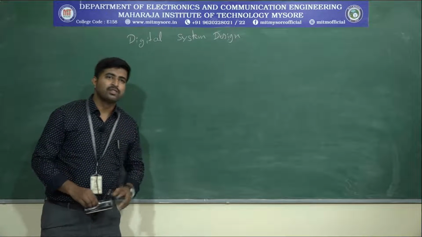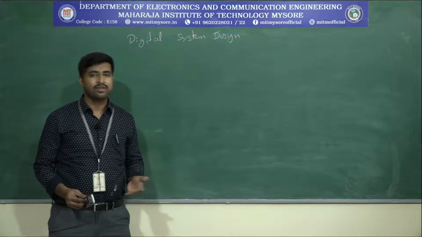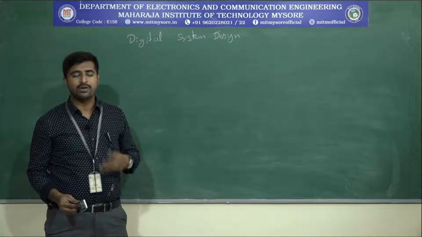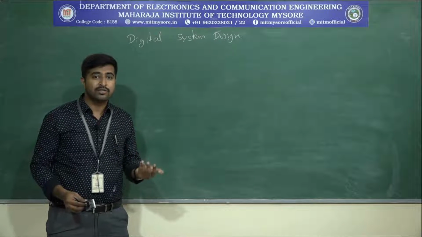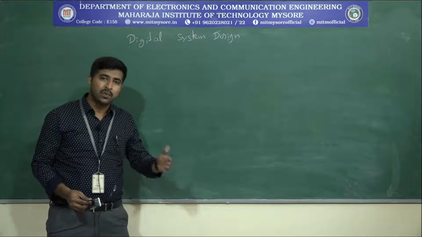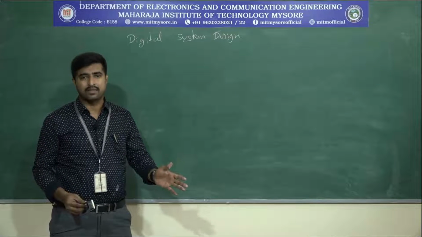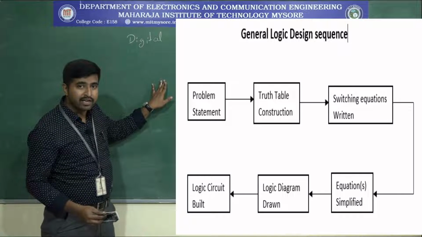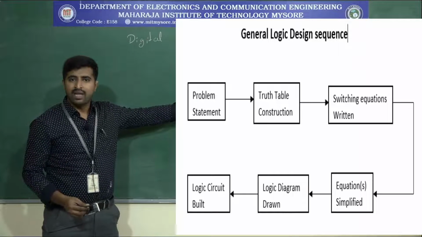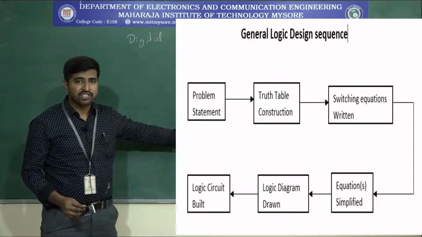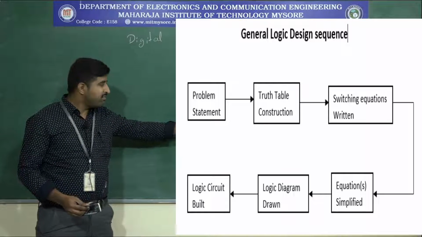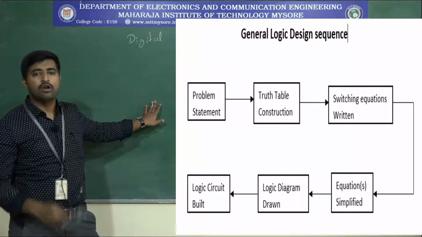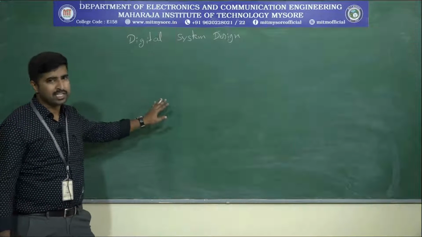In the last session, we understood what a digital system is, what the hierarchies of digital system design are, what combinational logic is, and what sequential logic circuits are. Now we come to the sequence of designing a task. Let's recall that. First the problem statement will be given, then we need to construct the truth table, and then derive the switching equations from the truth table. If needed, we simplify the switching equations, and then we write the logic diagram. That is the sequence.